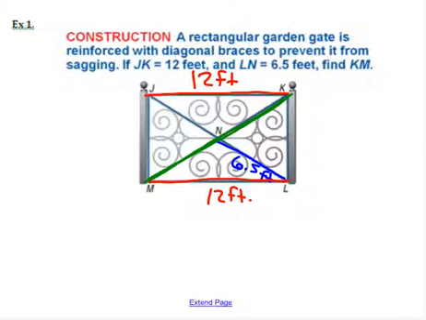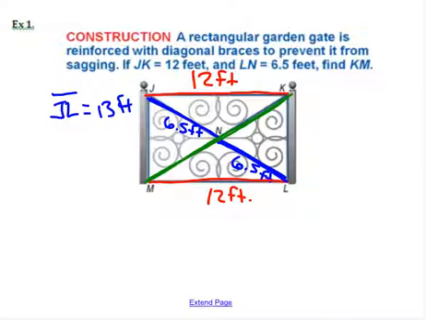So then I would look for something that talks about diagonals. It says diagonals bisect each other. So in blue here, I have 6.5 from N to L. That would mean that J to N is also going to be 6.5 feet. Okay. That also means that J to L, that whole diagonal, is going to be 13 feet.